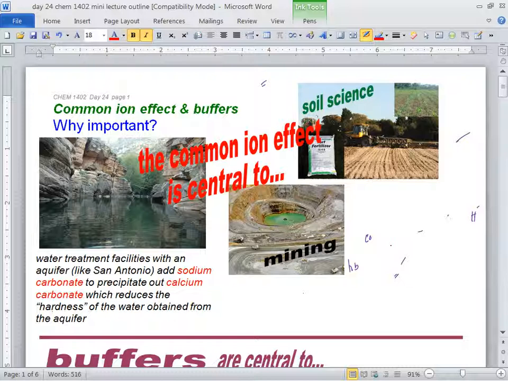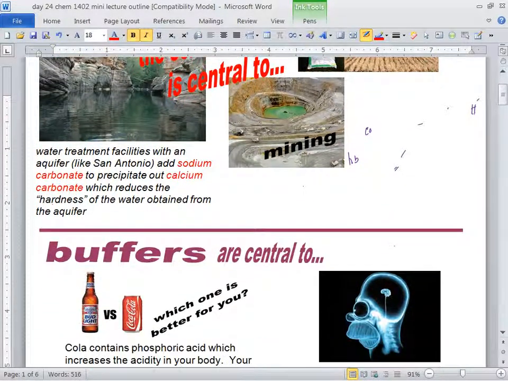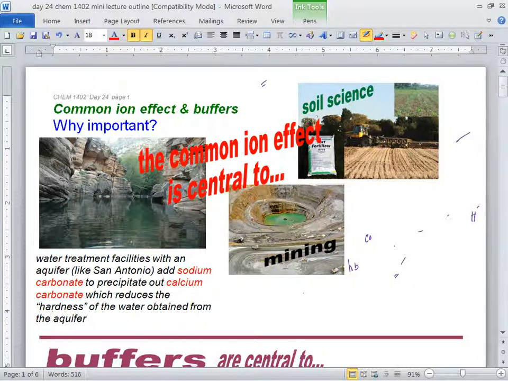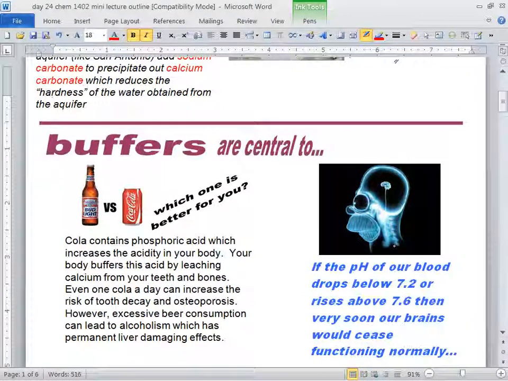If you add a bunch of sodium carbonate, sodium's not going to precipitate out, but you can get the calcium carbonate to precipitate out because you're adding more carbonate. It's that common ion effect problem. In the equilibrium, you have too much carbonate, too much product, so it shifts back to reactants, and you precipitate out the calcium carbonate. So with mining, soil science, aquifers, and water treatment, the common ion effect is a big deal.